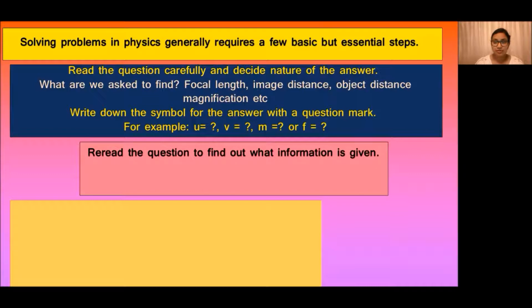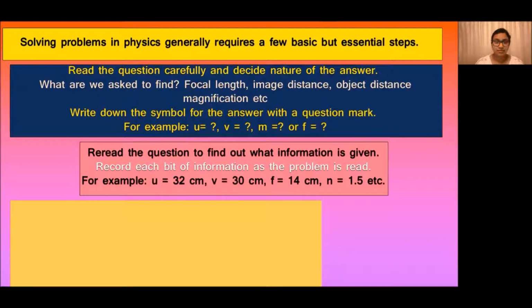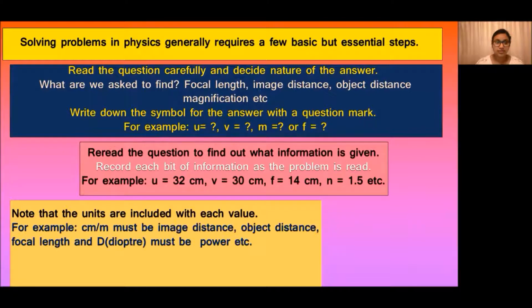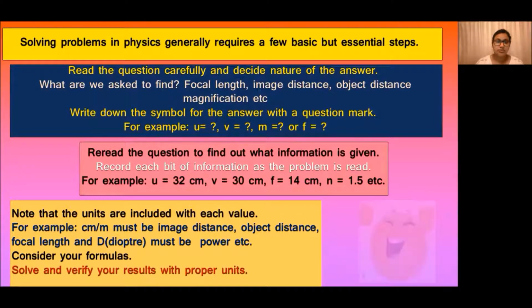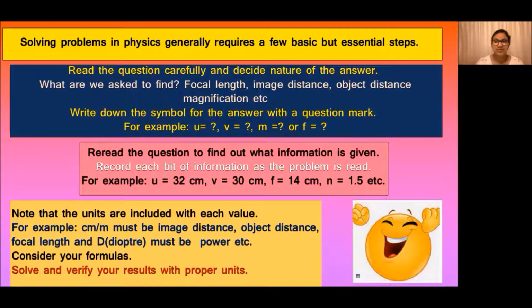Reread the questions to find out what information is given. For example, U is equal to 32 centimeter, V is equal to 30, etc. Note that the units are included with each value. Centimeter or meter must be image distance or focal length, and diopter must be power of a lens. Consider your formulas and finally solve and verify your results with proper units.